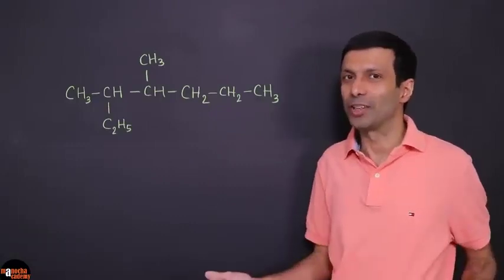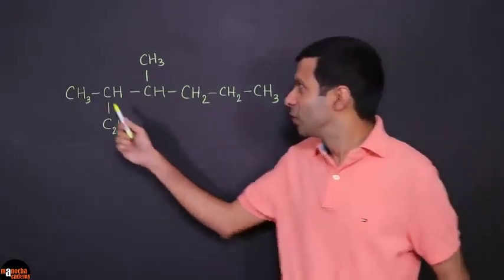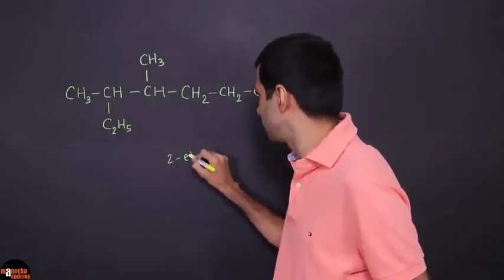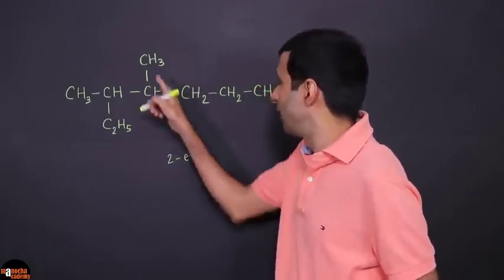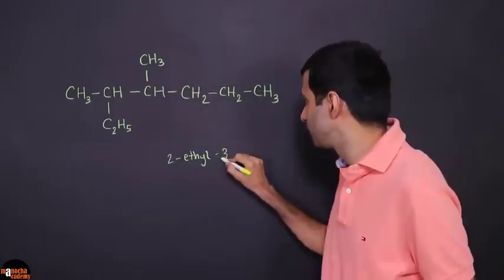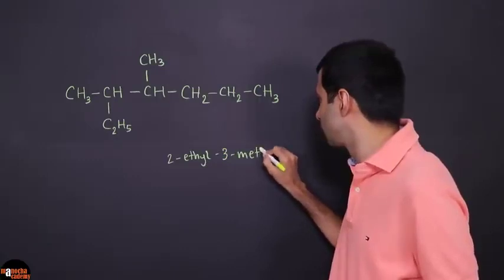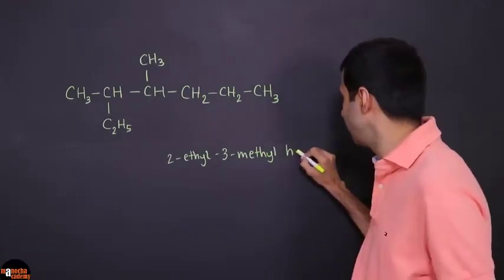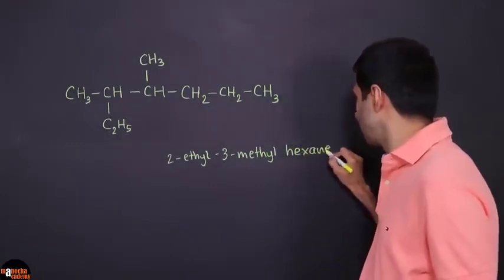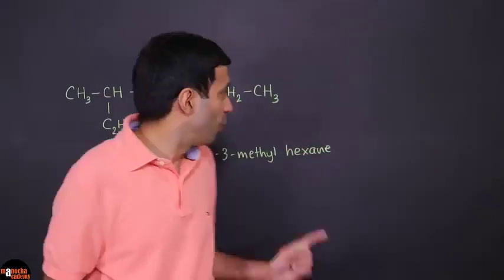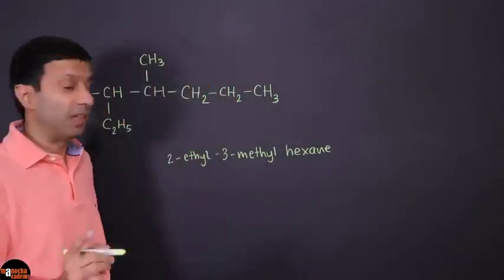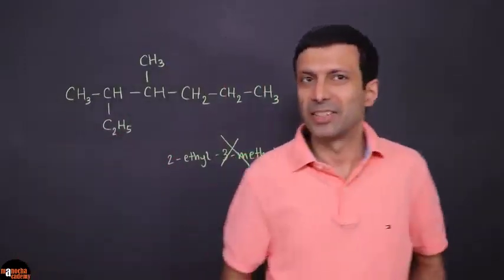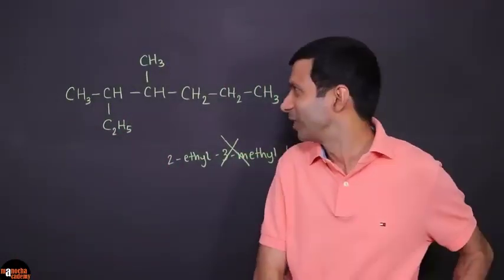So what is the answer you got? Is it 2-ethyl and 3-methyl (1, 2, 3, 4, 5, 6) hexane? So is this your answer? Actually, this answer is wrong. So what is the right answer here? Let's take a closer look.